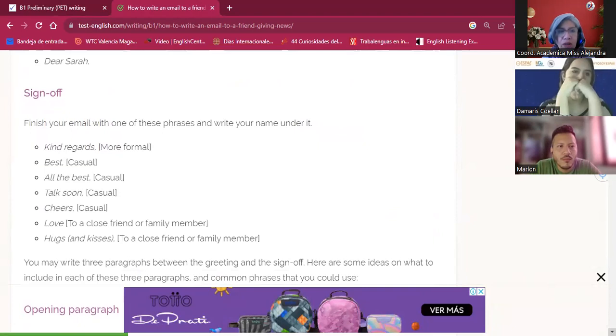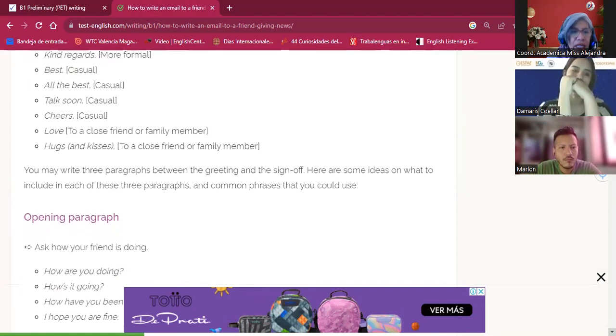Sign off, how you can close your email. Kind regards, best, all the best, talk soon, cheers, love for a close friend or family member. Hugs and kisses also to a close friend or family member. All of them are mostly informal because you're going to be asked to write an informal email. You might write 3 paragraphs between the greeting and the sign off. Okay, here are some ideas.